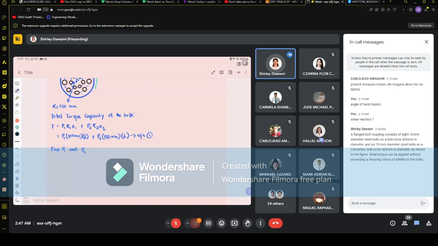So what we need to do is find P1 and P2. We have a relationship from the previous slide, the relationship of P1 and P2, which is P1 over A1 times G1 over R1.